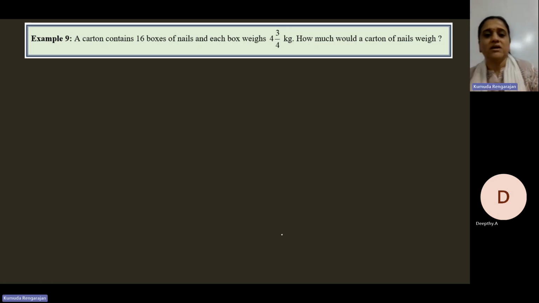Okay, just check that. Now, what will the statements be like here? Weight of one box. See, in the question, box is the small box. Only one box is used in the question. That is a small box. The big box is called the carton here. So weight of one box is equal to 4 3/4 kgs. Then you should find the weight of 16 boxes. Weight of one box, 4 3/4 kgs. Weight of 16 such boxes.